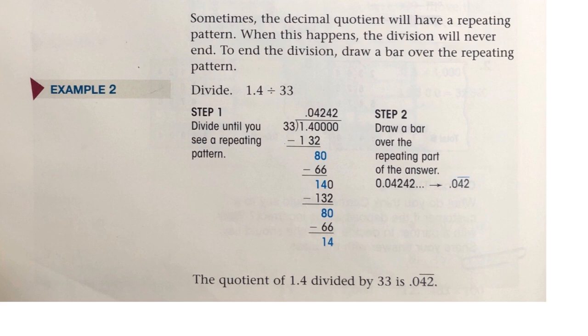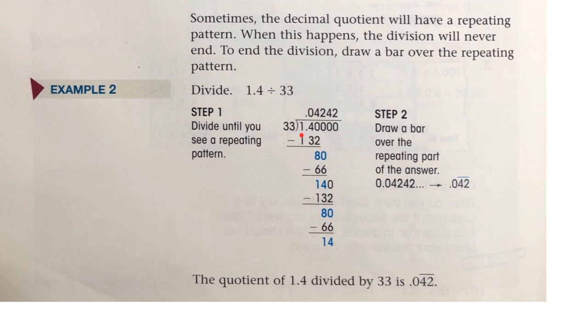Sometimes the decimal quotient will have a repeating pattern. When this happens, the division will never end. To end the division, draw a bar over the repeating pattern. For example, divide 1 and 4/10 by 33. Step 1, divide until you see a repeating pattern.